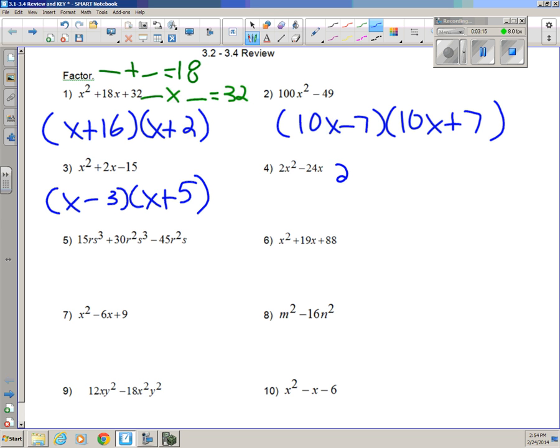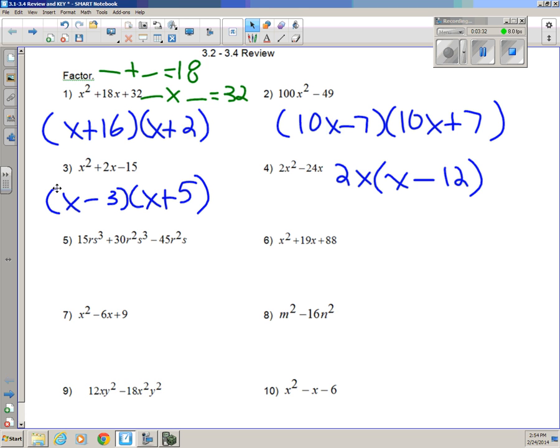Absolutely. GCF is 2x. What's left over? Well, 2x times x is 2x squared. 2x times minus 12 is negative 24x. This is not factor completely. You're done. Once you do something once, you're finished.